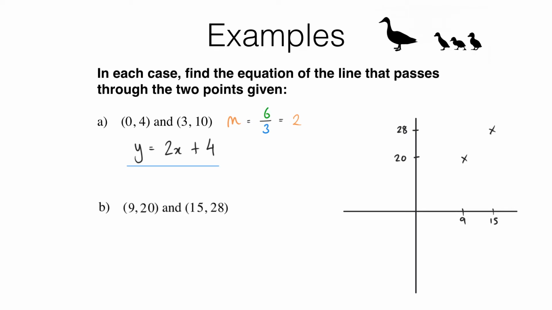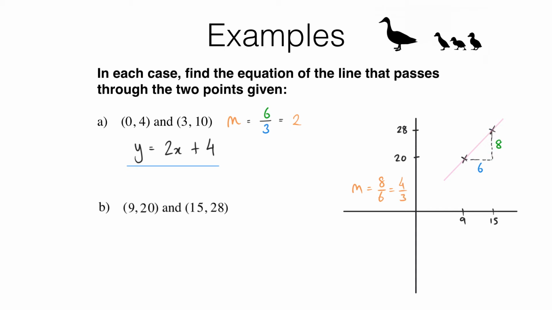And this is going to make it easy for me to see what the gradient of the line through these points will be. That gradient is simply going to be the change in y divided by the change in x. And I can see that my change in y is going to be 28 minus 20, and that is just 8. And the change in x is going to be 15 minus 9, which is just 6. So that means I have a gradient here of 8 over 6, which simplifies to 4/3.